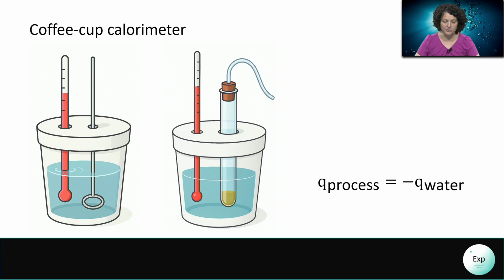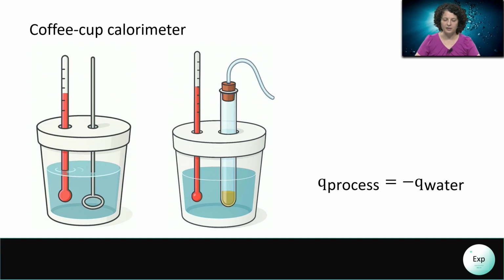So here we have 2 examples of how a calorimeter is set up. The example on the left has a thermometer and a stirrer involved, and this is the usual setup. When the chemical reaction or the physical change is occurring inside the calorimeter, something is added, the stirrer is used to homogenize the mixture, and the thermometer allows us to monitor the temperature changes associated with the transformations.